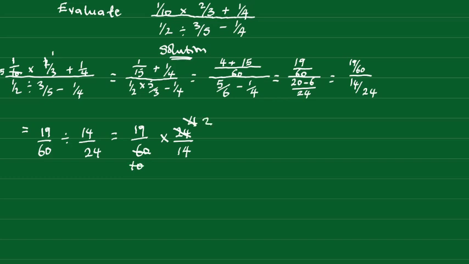10 divided by 2, we have 5. 2 divided by 2, we have 1. 14 divided by 2, we have 7. So at our numerator, we end up having 19 times 1, we have 19, while at our denominator, we have 5 times 7, which gives us 35. So therefore, our answer is 19/35.